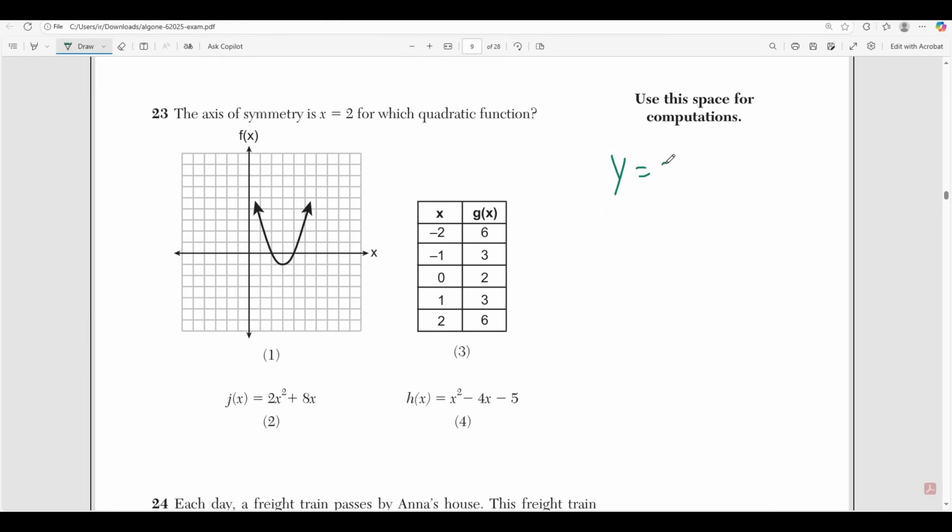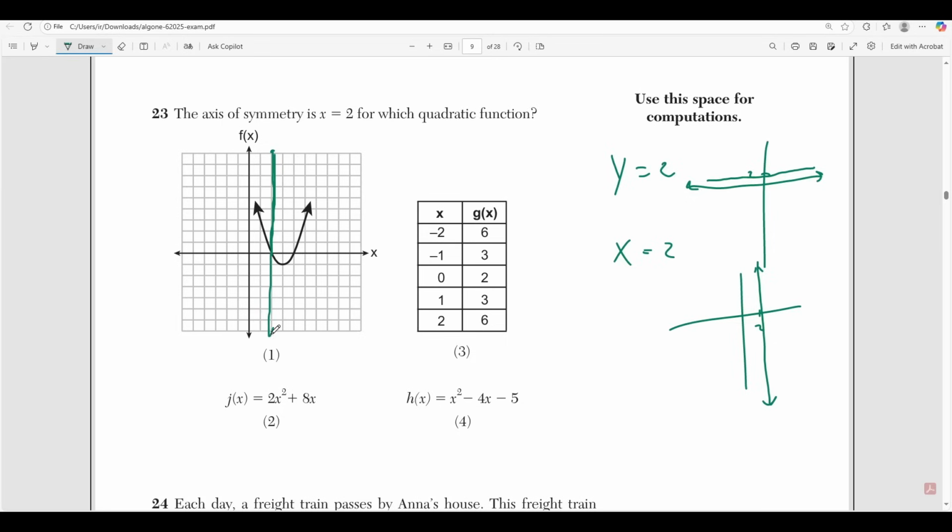All right, number 23 says the axis of symmetry is x equals 2 for which quadratic function? Whenever you see y equals 2, that's a horizontal line that passes through the point 2 permanently. When you see x equals 2, that's a vertical line that passes through x equals 2 permanently. The axis of symmetry is the line that passes through the vertex, or the tip of the graph. Here's the tip of the graph, but x equals 2 passes to the left of it, so this is not the axis of symmetry. Otherwise, it would go directly through the vertex, okay?